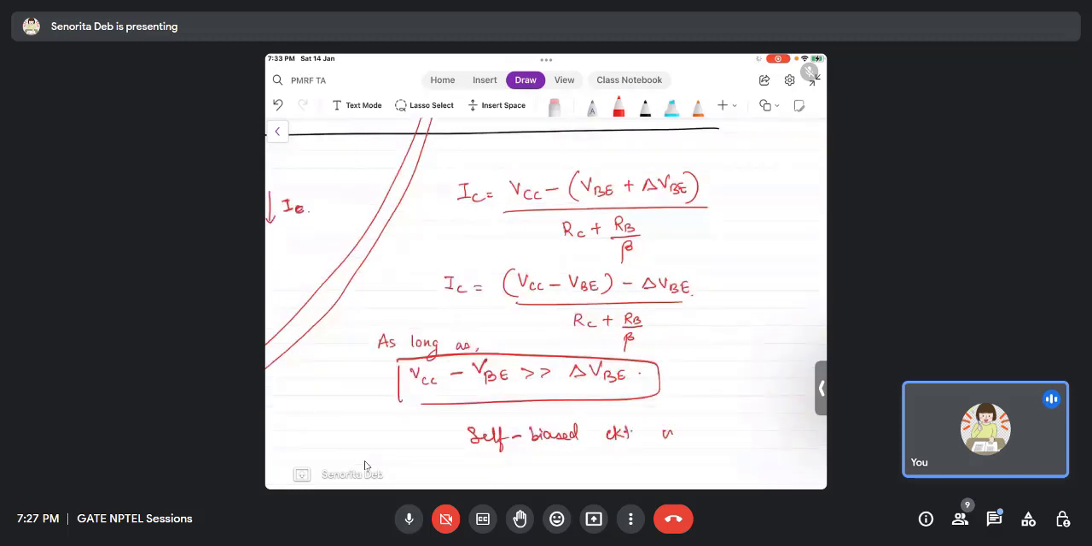And normally this variation will be very low, right? So suppose if VCC is very low itself, then this problem will come, because in that case delta VB might increase. But as long as this condition is satisfied, your self bias circuit is good to go. Okay, so please have a look. Giving you 1 minute. After that we will quickly see the PNP and then finish the class.